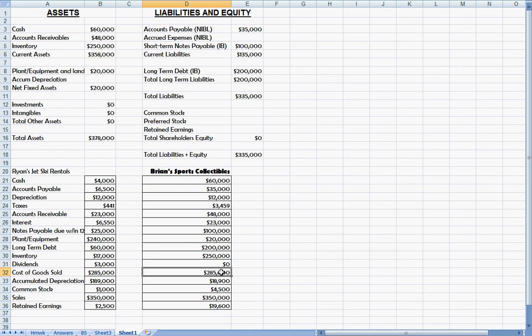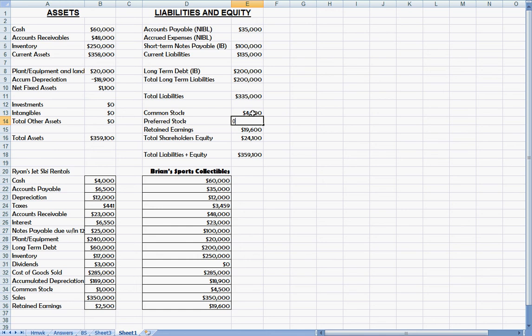Dividends, irrelevant to us. Cost of goods sold, doesn't matter for this particular exercise. That would matter if we were doing the income statement. Here we are, accumulated depreciation. Put that in as negative 18,900. $20,000 minus $18,900 gives us net fixed assets of $1,100. That looks about right. We've also got common stock of $4,500. Let's put that in. And we've got sales of $350,000, irrelevant to us, belongs on the income statement. And finally, we have retained earnings of $19,600.